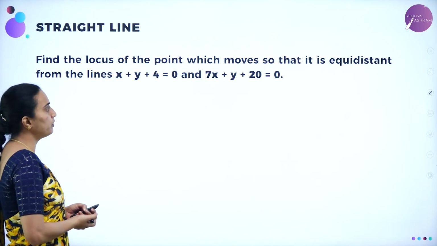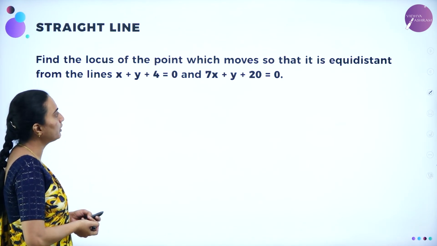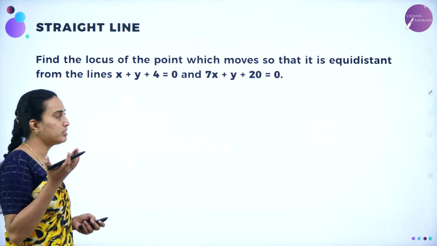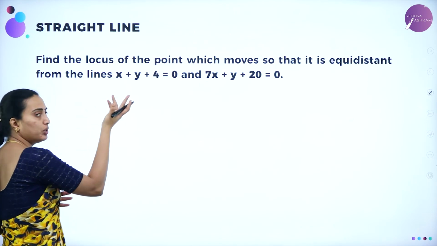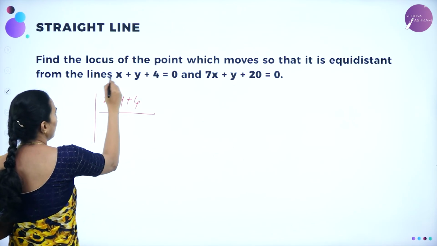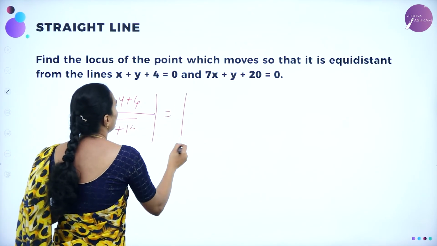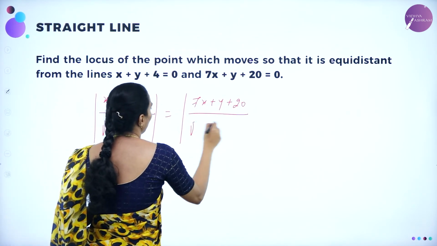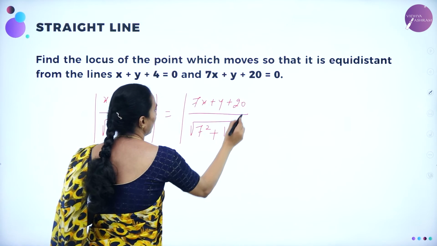Find the locus of the point which moves so that it is equidistant from the line x plus y plus 4 equal to 0 and 7x plus y plus 20 equal to 0. Find the locus of a point means which is equidistant means distance from a point to a line, that's it. So D1 is equal to D2 there, that is modulus of x plus y plus 4, coefficient of x is 1, that is 1 squared, coefficient of y also 1 squared, which will be equal to equal distance 7x plus y plus 20 divided by square root of coefficient of x is 7 squared, a squared plus b squared, coefficient of y is 1 squared.